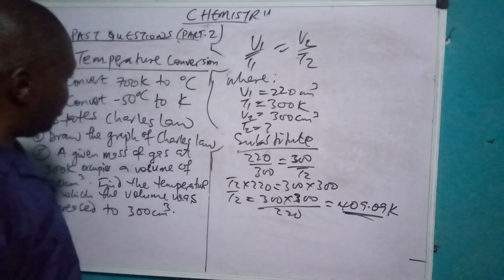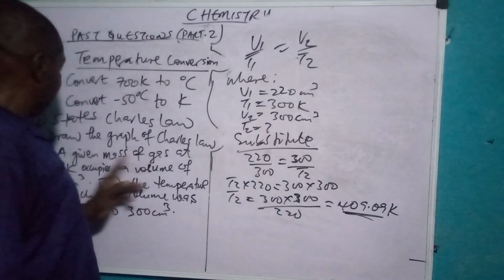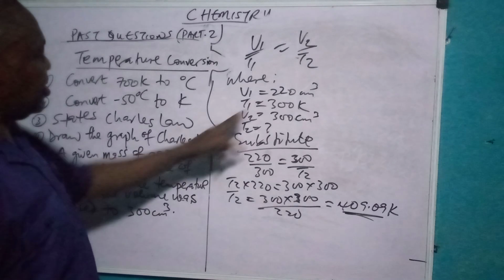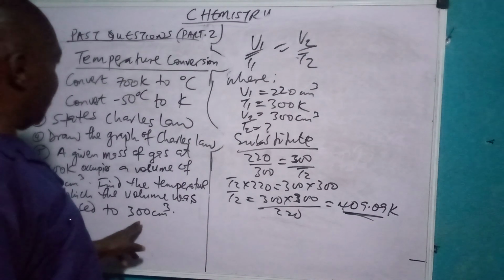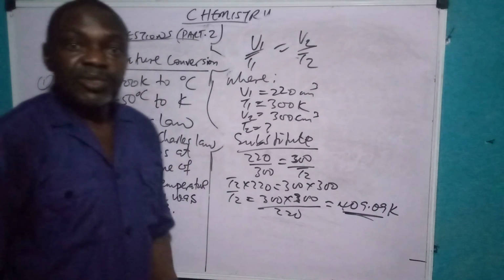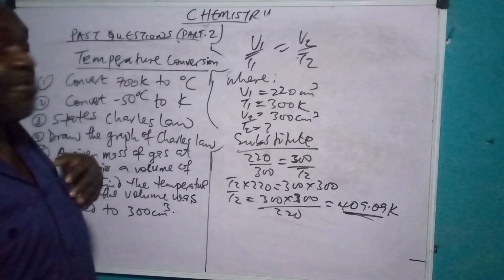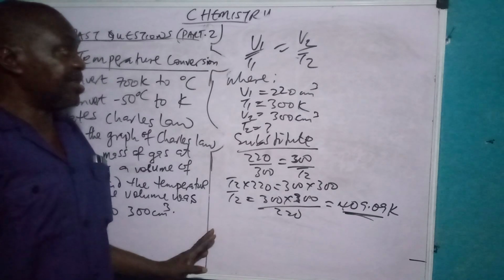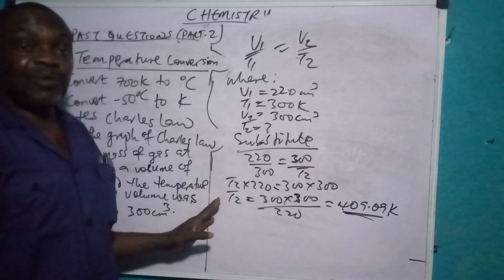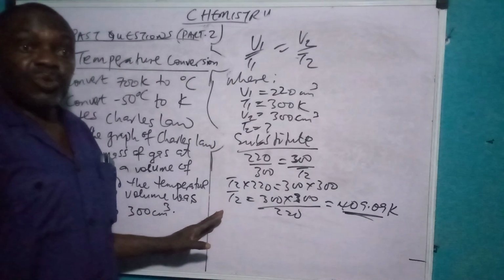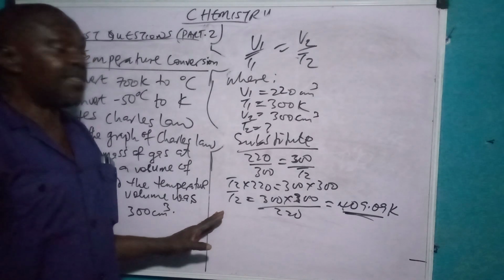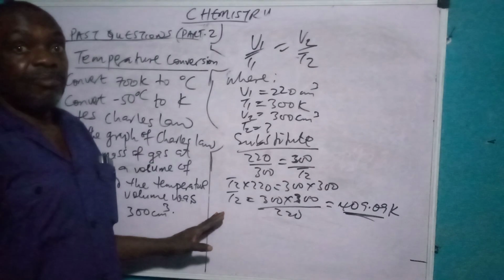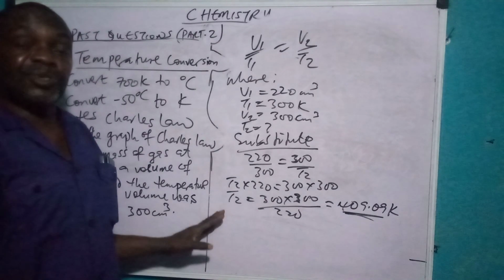So let's just go through briefly. Given mass of gas at 300 Kelvin, volume 220, volume again is 300. So this is how you carry out calculations that involve Charles' law. Please always endeavor to understand properly before you start solving any question involving these laws. You have to check whether there is temperature. Once there is temperature, you know it can never be Boyle's law anymore. But if there is no temperature, you only have volume and pressure, you know it's Boyle's law.